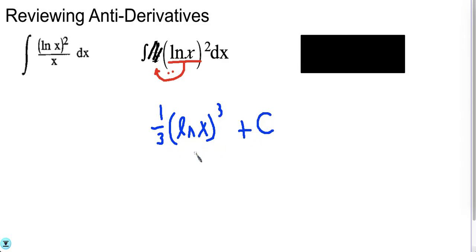If we mentally check our answer, this 3 would come down to take the power rule derivative, and then this would stay ln of x, and then squared, and then 1 over x gets chained on, which precisely is our integrand. So just a little bit of review. But let's look at finding c in detail.